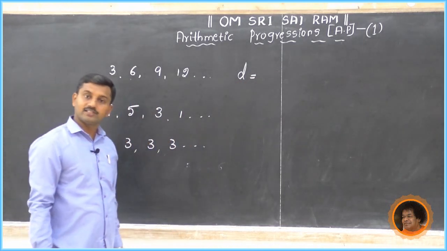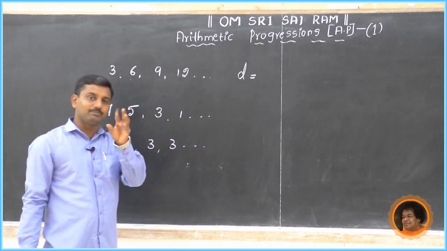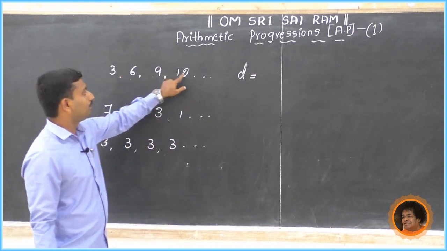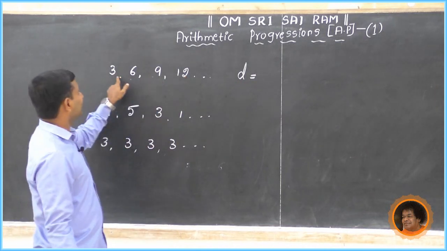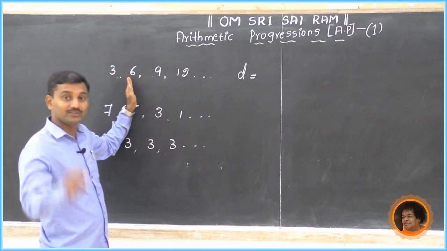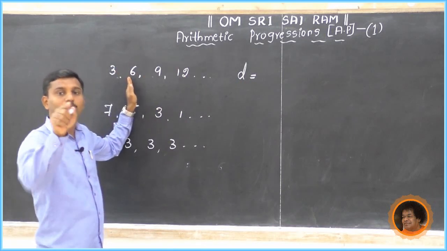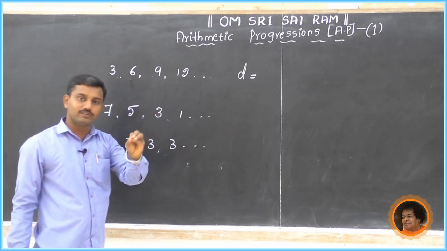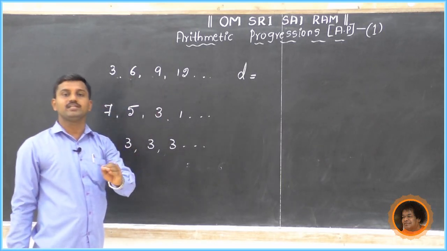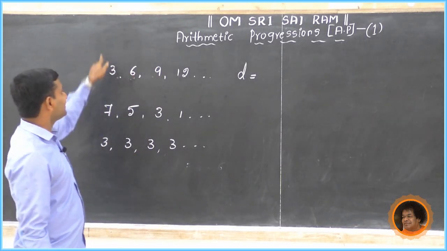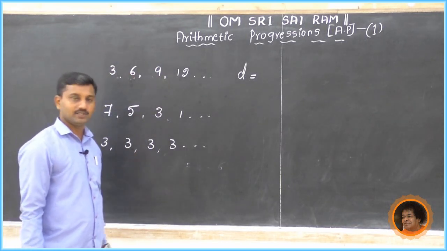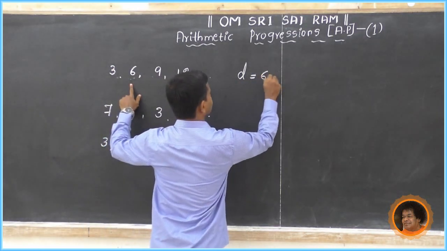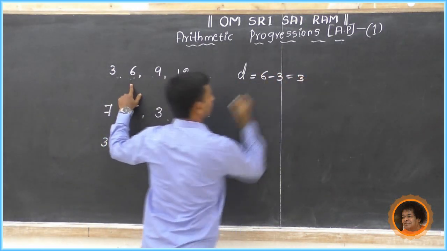What is an arithmetic progression? An arithmetic progression is a list of numbers in which each term is obtained by adding a fixed number to the preceding term. That fixed number is known as the common difference. Or an arithmetic progression is a list of numbers in which the difference between a term and its preceding term is a constant. Now find the common difference. Here the common difference d equals 6 minus 3 equals 3.